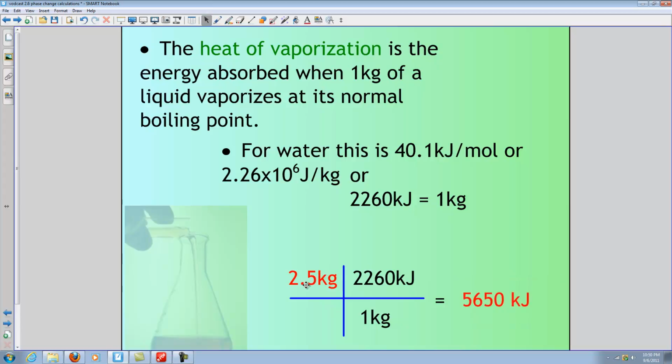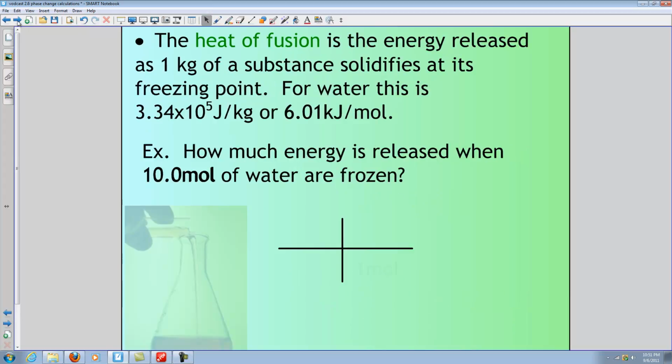You punch that into the calculator, 2.5 times 2260, divide all that by 1. That gives you 5650 kilojoules. Okay, 5650 kilojoules is going to be our answer. So pretty straightforward conversion factor type of problem. To do that step only requires 1 conversion factor. And remember that what we're doing there is that this is liquid into gas phase.